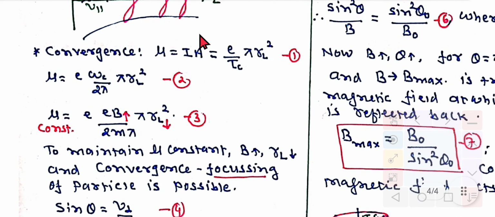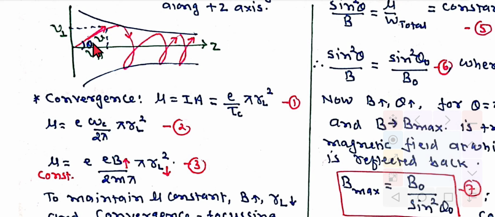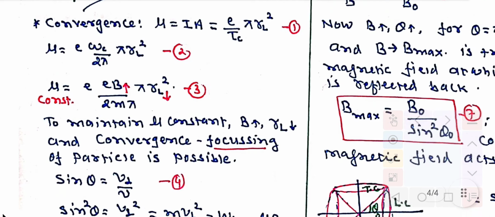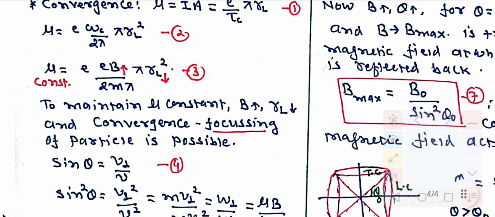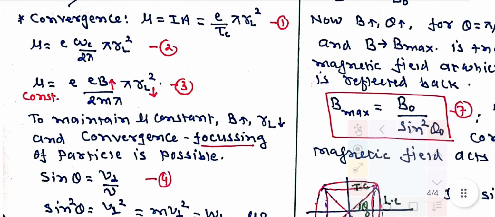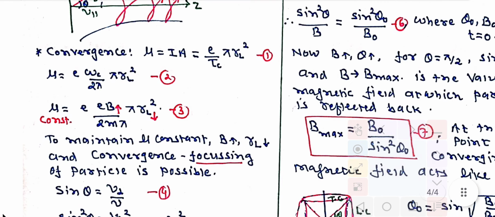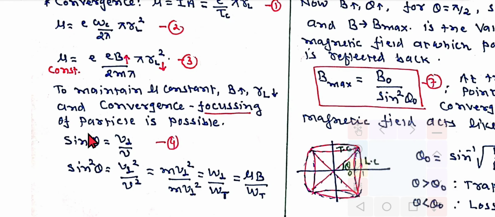So in this case, what is the value of theta? Sin theta equal to V perpendicular divided by V. Sorry for that.